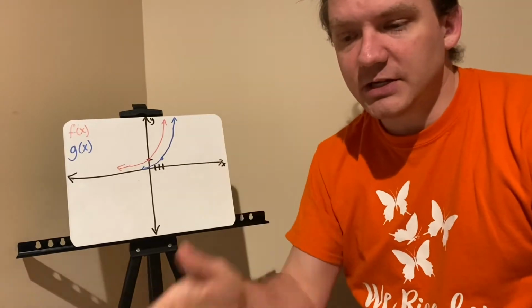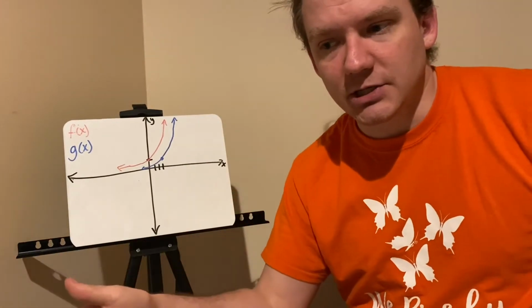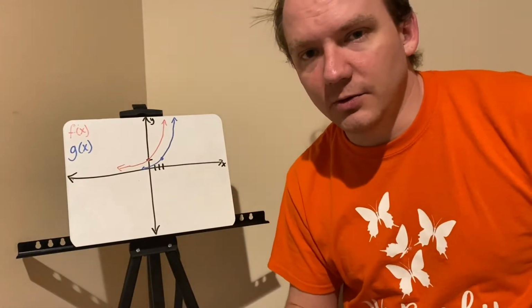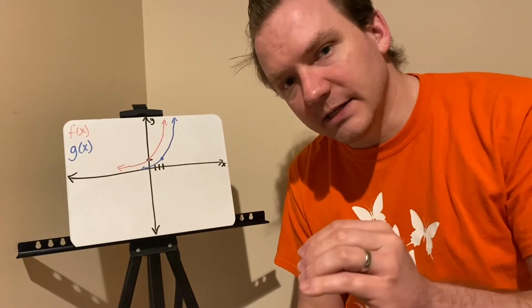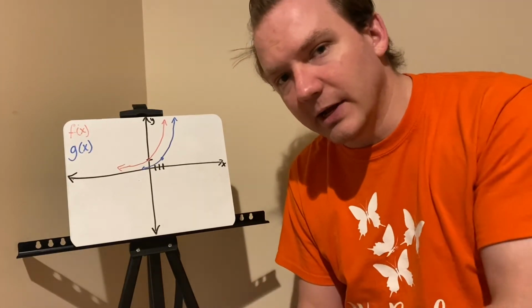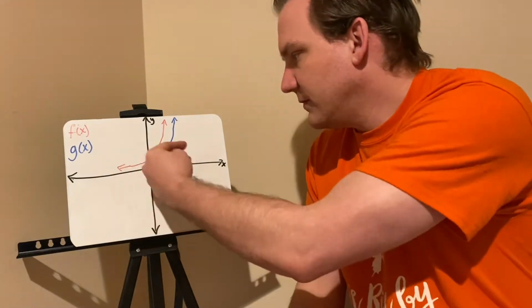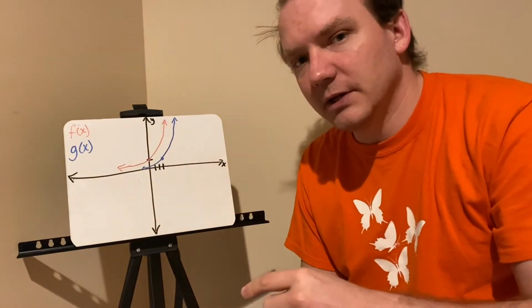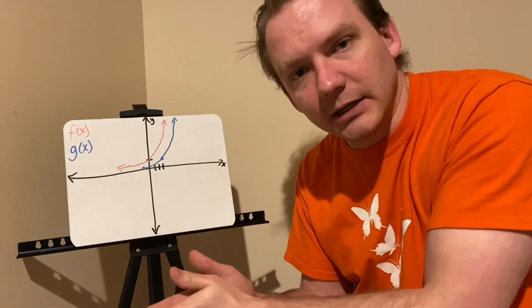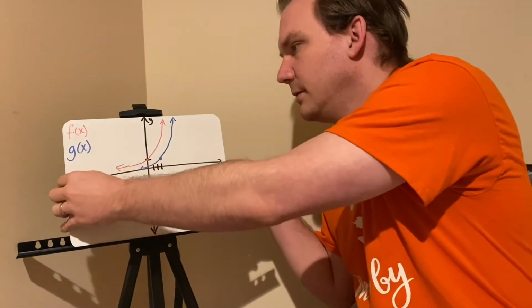So when I do minus h, and that h value is positive, meaning I'm subtracting an h value, then you're going to shift to the right. And when that h value is negative, which changes to adding, you then shift to the left.